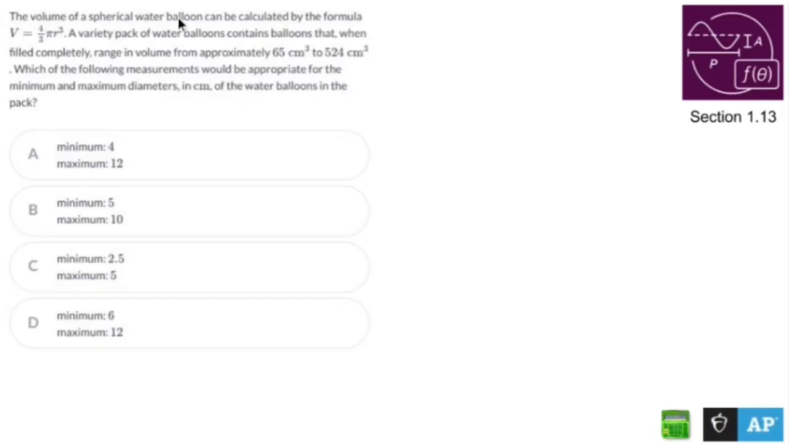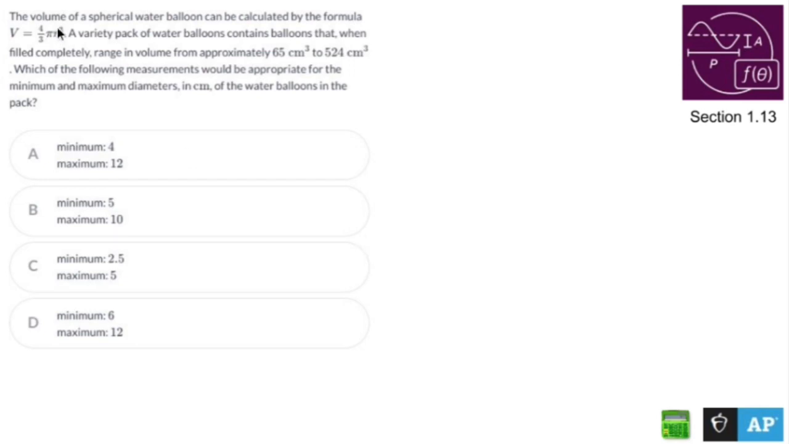The volume of a spherical water balloon can be calculated by the formula V equals 4/3 pi r cubed, volume of a sphere. A variety pack of water balloons contains balloons that, when filled completely, range in volume from 65 cubic centimeters to 524 cubic centimeters. Which of the following measurements would be inappropriate for the minimum and maximum diameter?